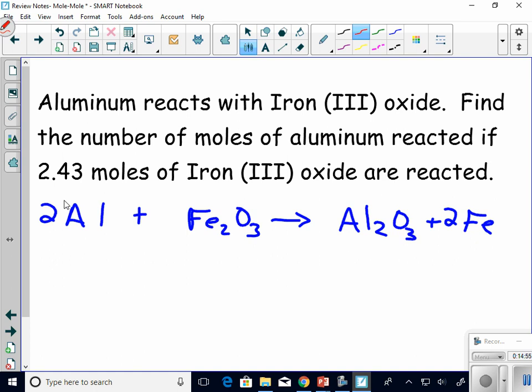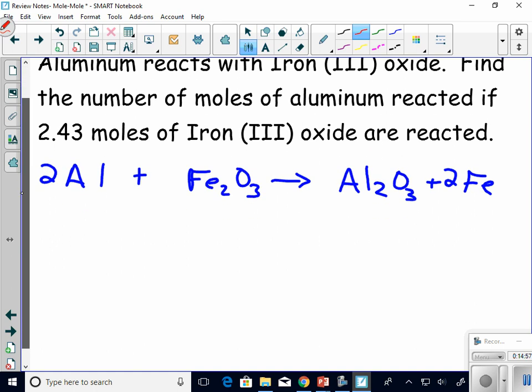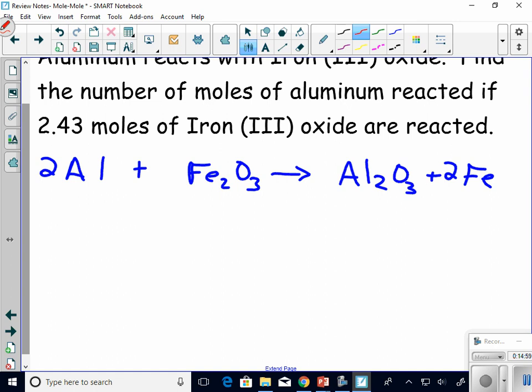I'm going to go through and do my conversion. So, it says find the number of moles of aluminum. So I'm finding the moles of aluminum. And what am I given? I'm given that I have 2.43 mole of iron 3 oxide.